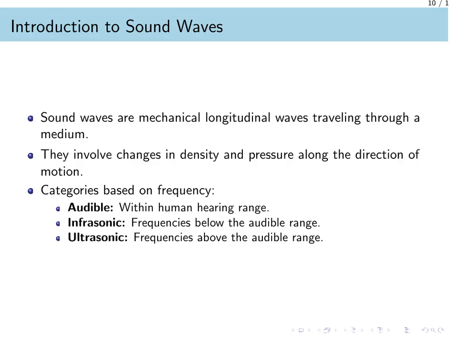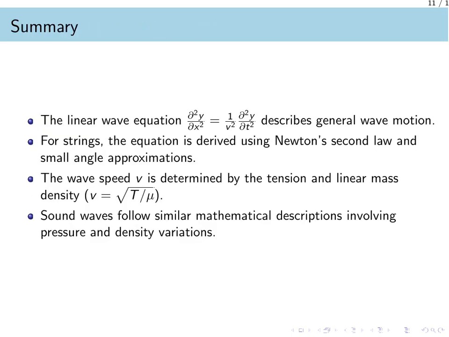We categorize sound waves based on their frequency. Audible waves are those within the range of human hearing. Infrasonic waves have frequencies below the audible range, often used by large animals like elephants. Ultrasonic waves have frequencies above the human hearing range and are commonly used in medical imaging and by certain animals like dogs.